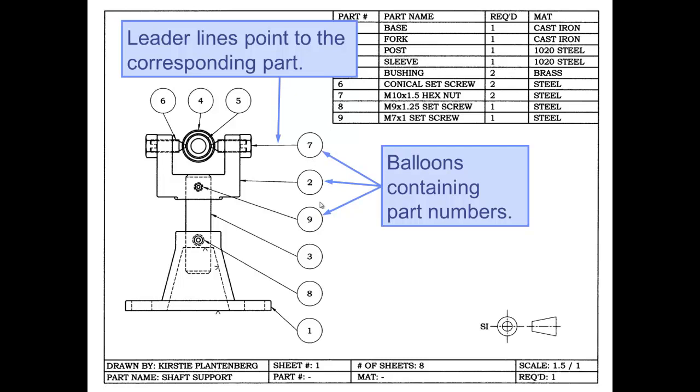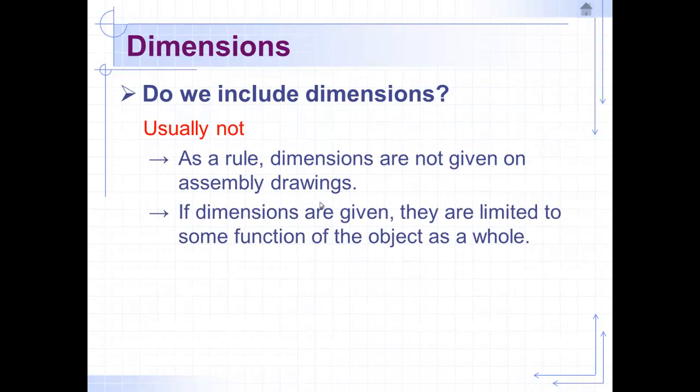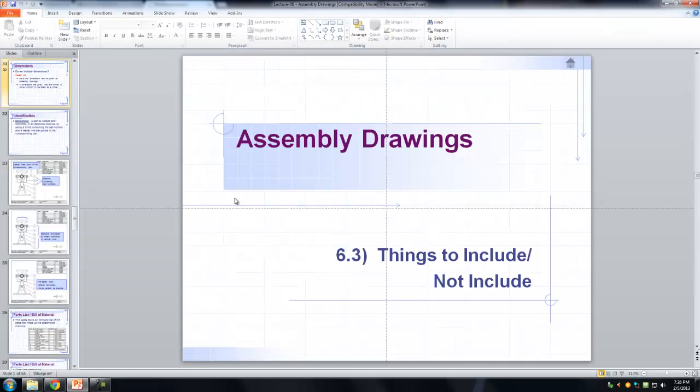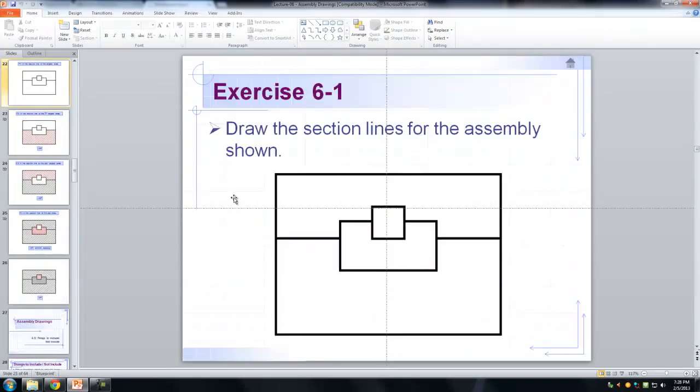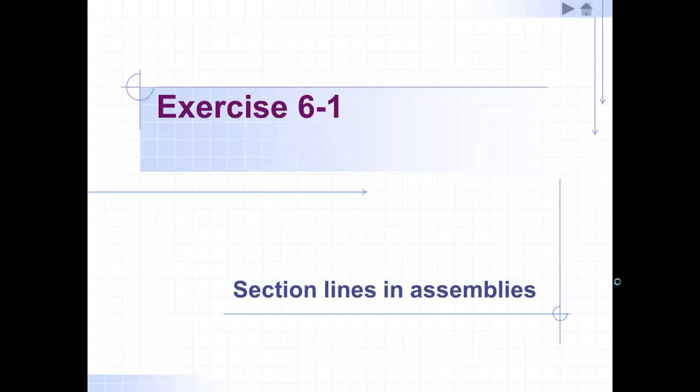Now sometimes even top, front, right are not good enough to show all the components of the parts. So we can use something that we learned last time called section views. The issue with the section view for an assembly is that it's different than a section view for a regular part.